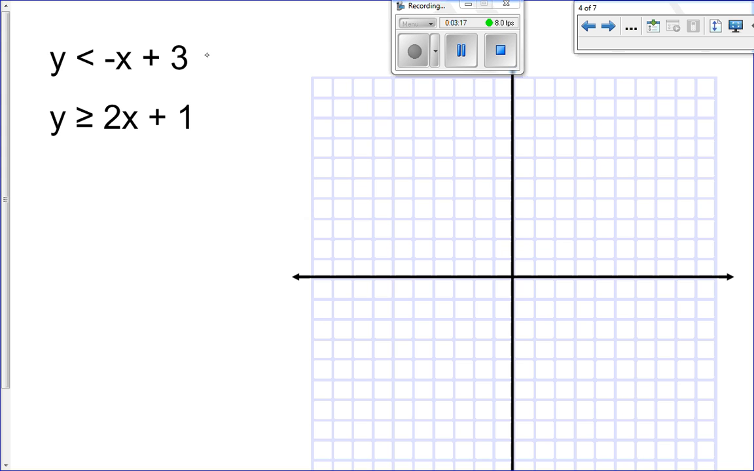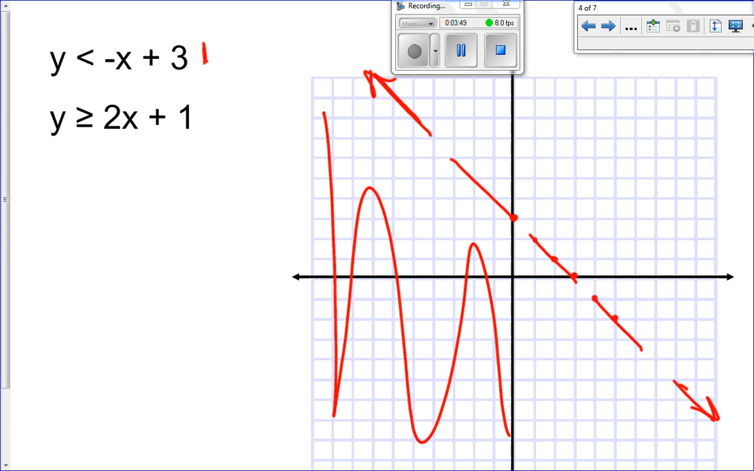So y is less than negative x plus 3, I'm going to do that in red. I'm going to start at positive 3. The slope is negative 1, so I'm going to go down 1 over 1, down 1 over 1. And it's less than, so it's going to be a dashed line. And that's what our line looks like. It's less than, so it's everything below the line.